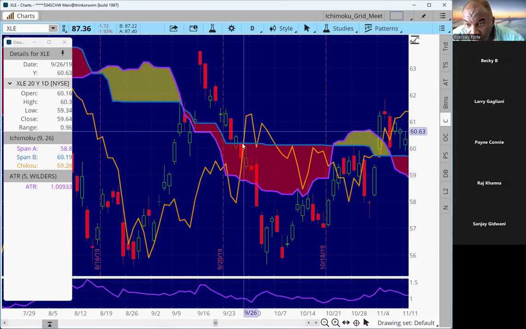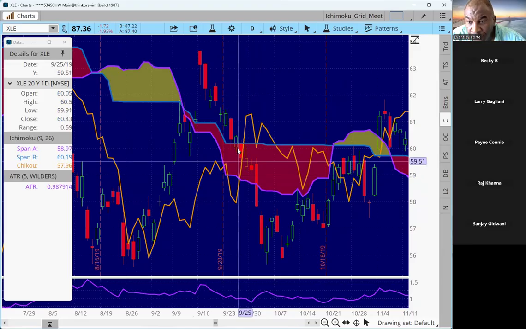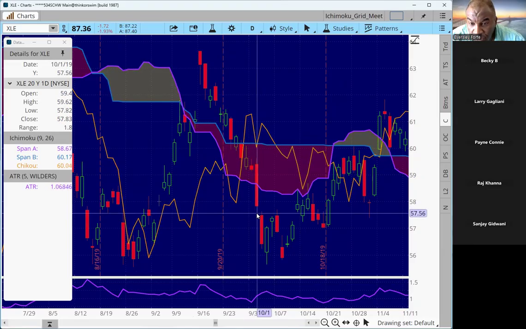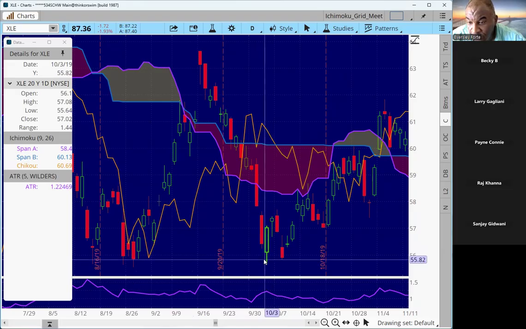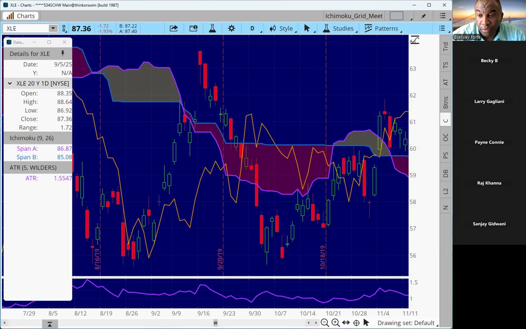span A, the lower level of the cloud, and the first target is going to be 1 ATR. That gets hit within 1 or 2 days. You're entering at or above the open price the next day. Targets hit within 1 or 2 days. Just the opposite of the buy side. Is it that simple? Yes, it is.